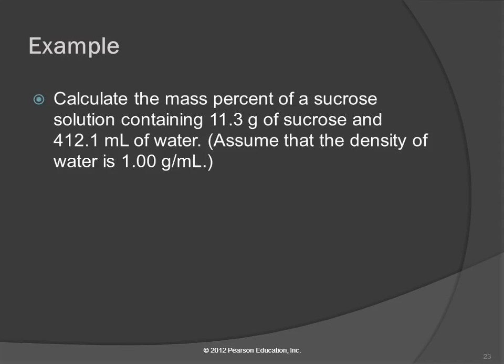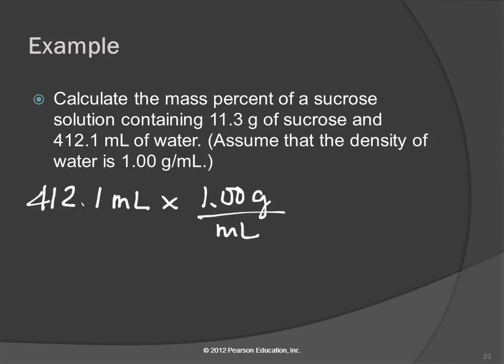Well, if the density is 1, then how much does 412.1 milliliters weigh? It's the same, right? Because there's 1 gram per milliliter, so we can prove it to ourselves like that. So the mass of the solvent, the water, is 412.1 grams.